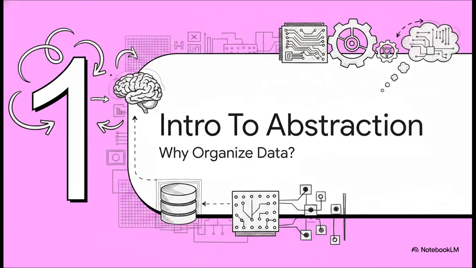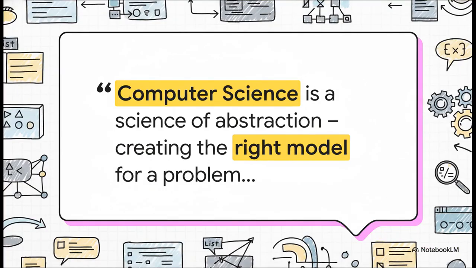All right, Section 1, Introduction to Abstraction. Aho and Ullman really hit the nail on the head here. Computer science is fundamentally a science of abstraction. Before we even think about specific syntax or logic, loops, we've got to create the right model for our problem. When your datasets scale up into the millions of rows, it's these abstract models that literally keep the chaos at bay. We aren't just writing scripts, we're architecting data so our software can run elegantly and efficiently.